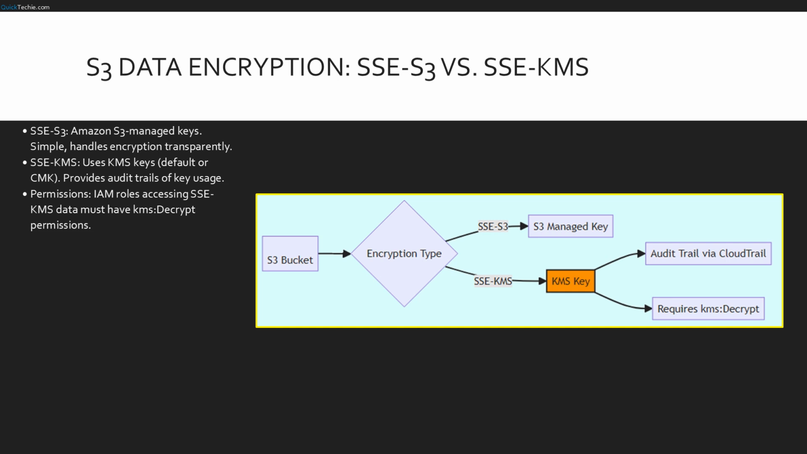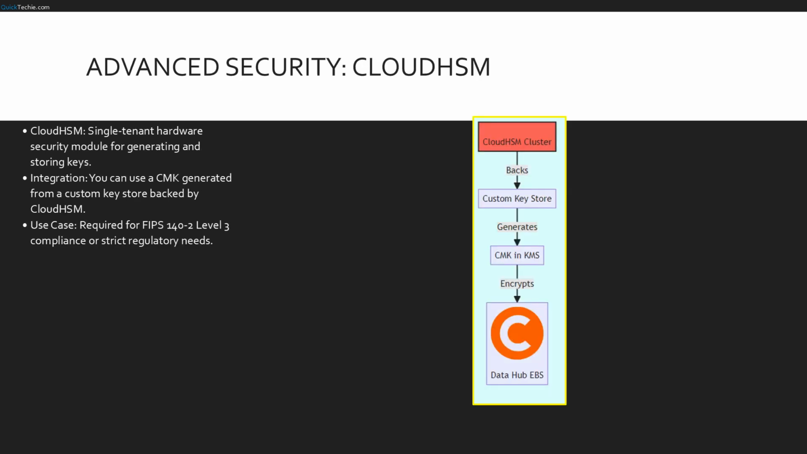any accessing role. For the highest level of security, typically required by government or financial institutions, you can use AWS CloudHSM. This provides a single-tenant hardware security module dedicated to you, rather than the multi-tenant KMS. Cloudera supports encrypting Data Hub EBS volumes using a CMK generated from a custom key store backed by CloudHSM. This allows you to meet FIPS 140-2 Level 3 compliance requirements while still using the standard KMS API for integration.